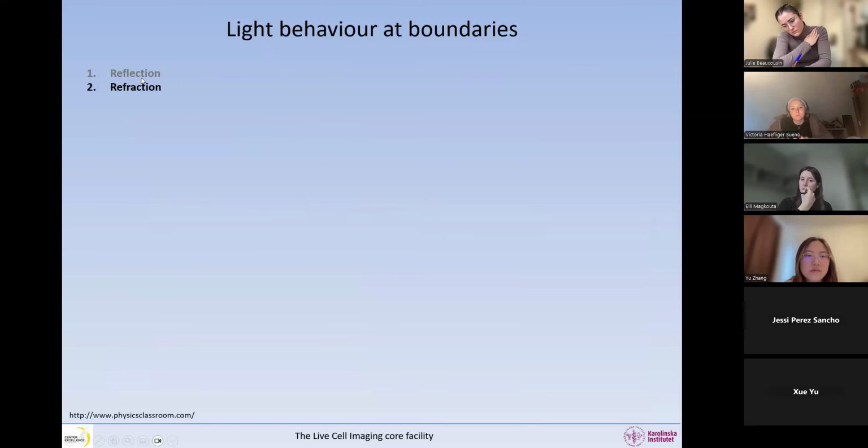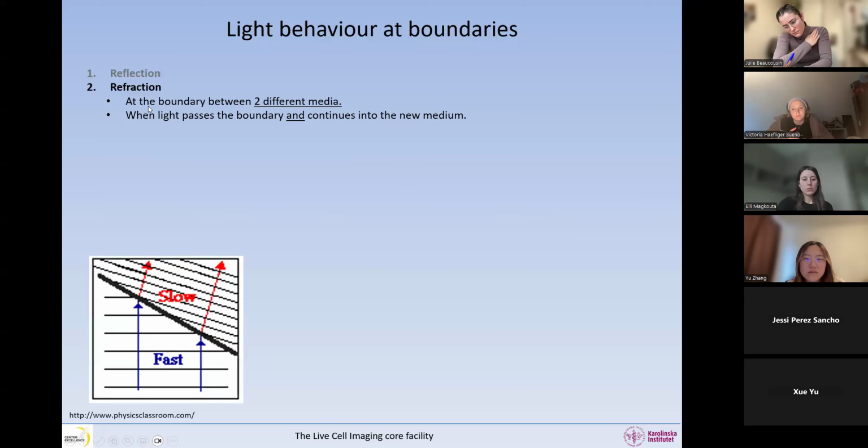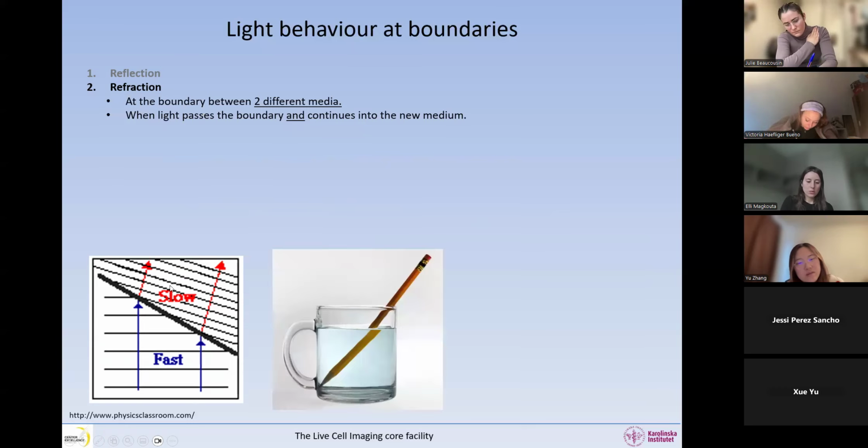Now we have something else that can happen when light finds the boundary, and it's refraction. Refraction is what happens at the boundary between two different media, but this time the light passes the boundary and continues into the next medium. So here we have the two different media again. This is the boundary. Light comes in and you can see that it has a certain direction. This is ray optics, and we show here also the wavefront. The light will go through into the next medium, but it is slowed down, and so the wavefront is changed.